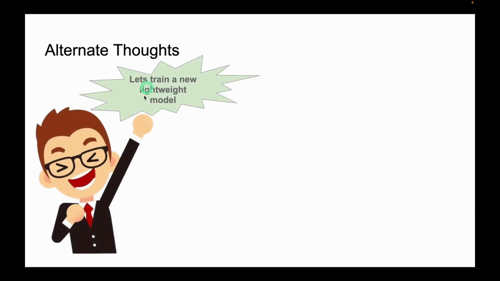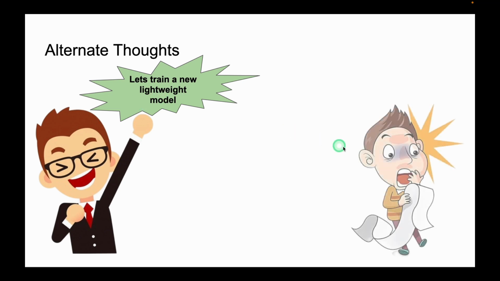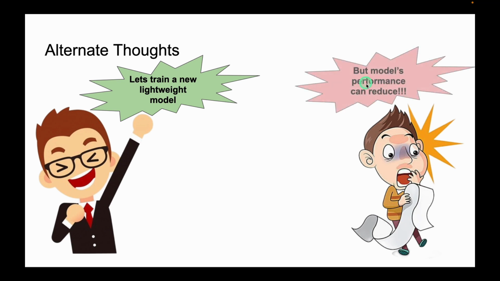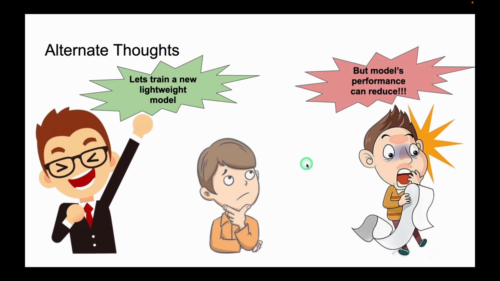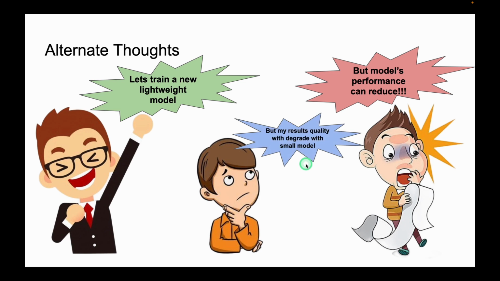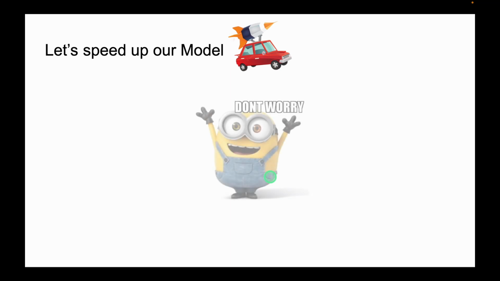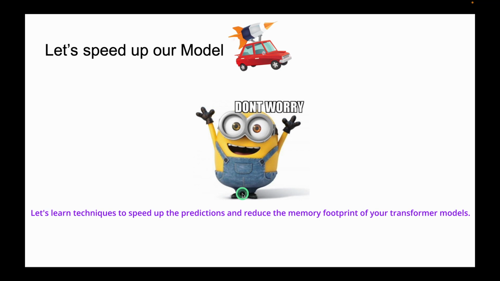At this stage, you might think of training a new model which is smaller and lighter than the original version. But remember that this reduction in the model's capacity is often accompanied by a degradation in performance in terms of the model's accuracy. Now, in such a situation, what to do? Don't worry guys. There is a solution where you can use the same version 1 model which you deployed in production. In this video, I will be discussing a few special techniques which are used to speed up the predictions and reduce the memory footprint of your transformer models.